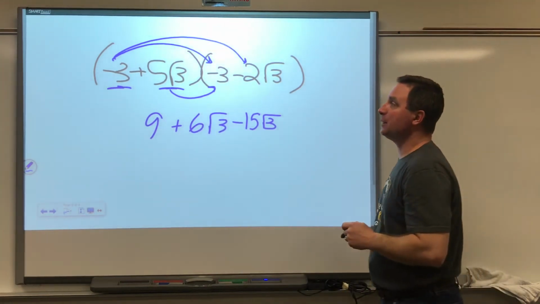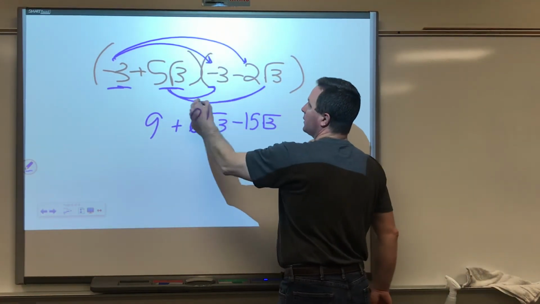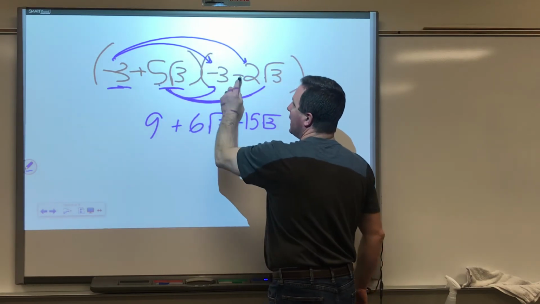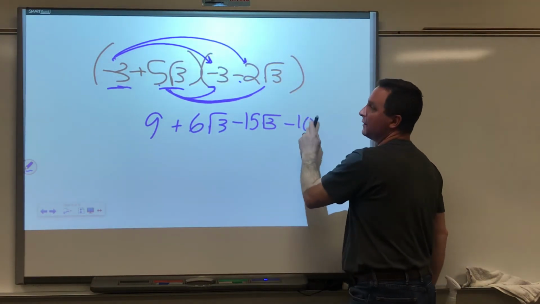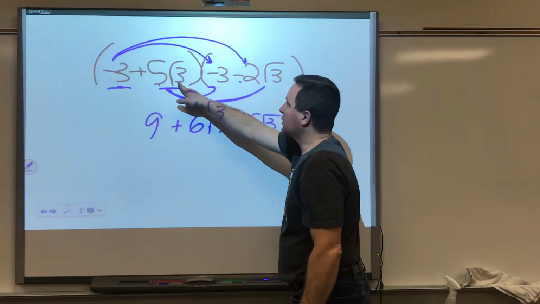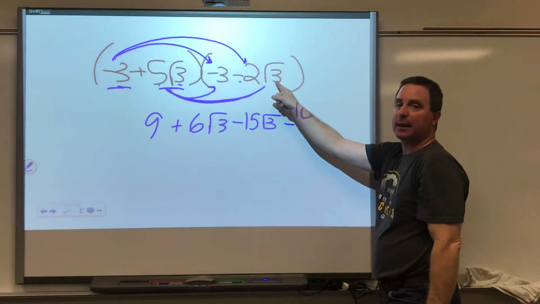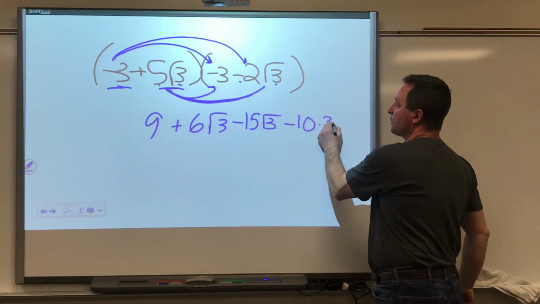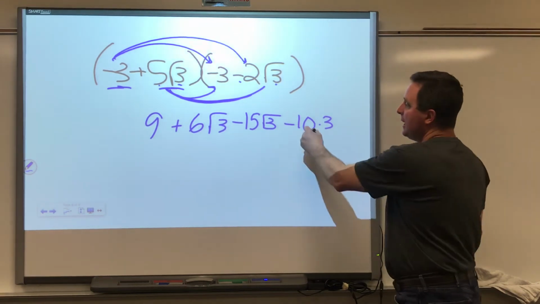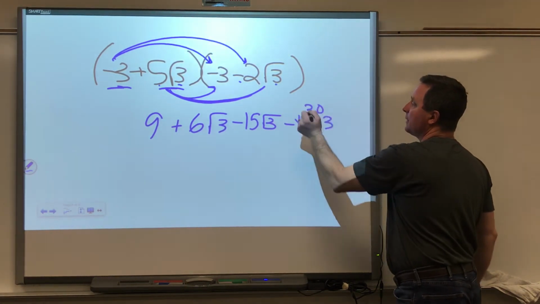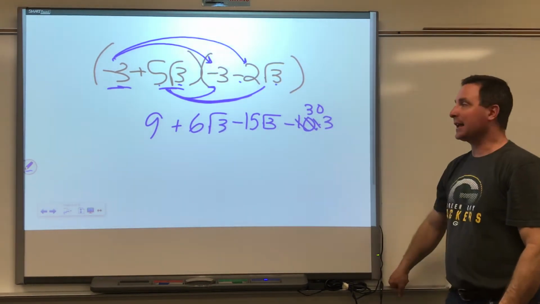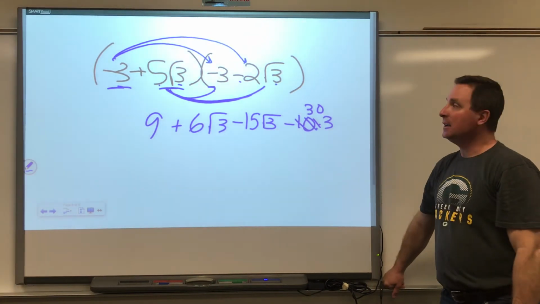And the last one's the tricky one. Okay, let's look at the last part here. 5 times negative 2 is negative 10. But I have a square root of 3 times a square root of 3. The square root of 3 times the square root of 3 is a big 3. And 10 times 3, this turns into a negative 30. And again, the radical disappeared.